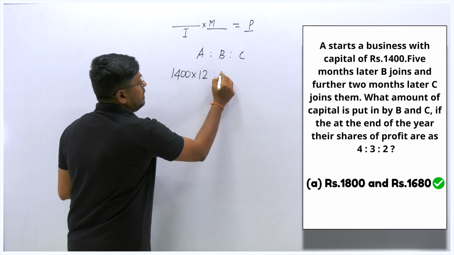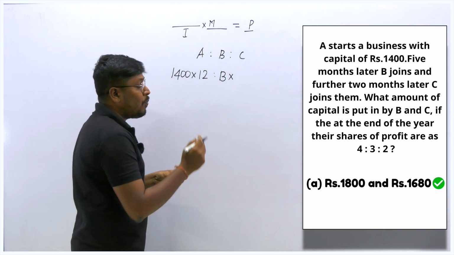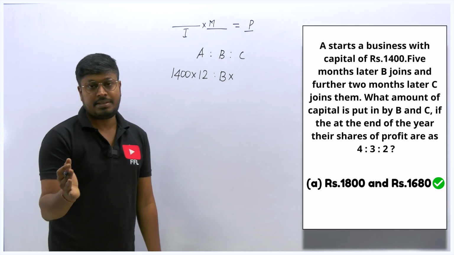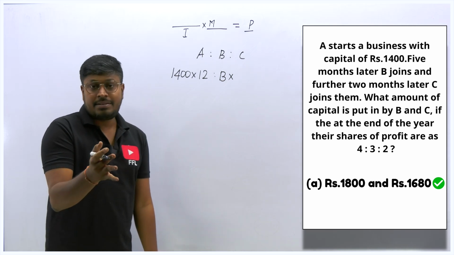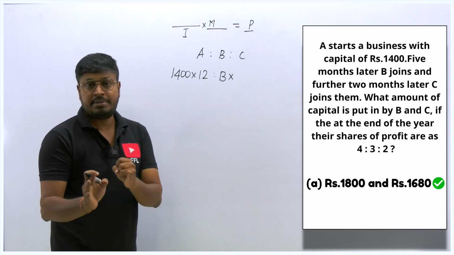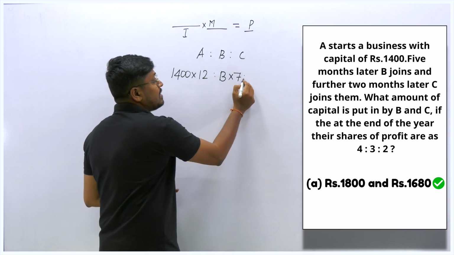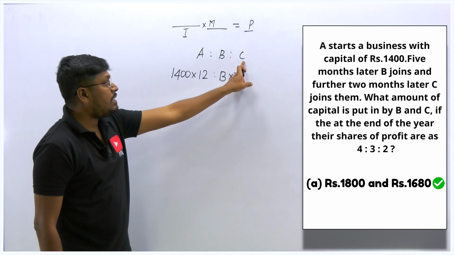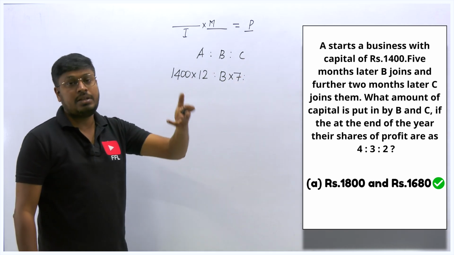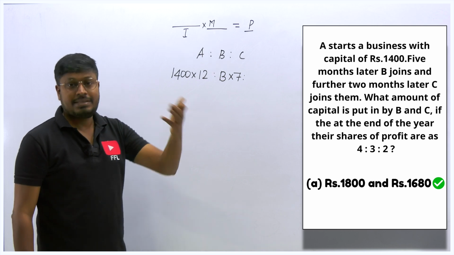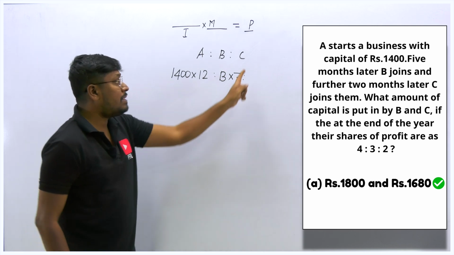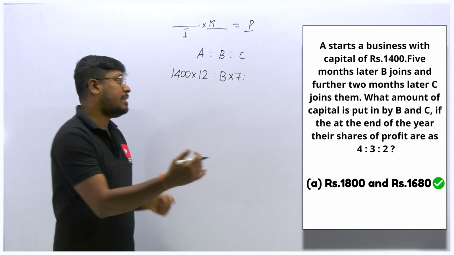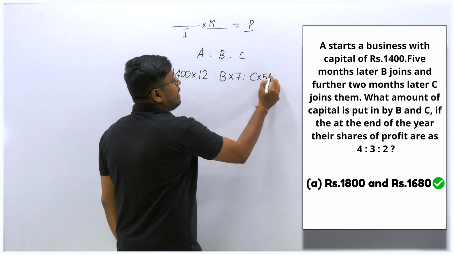The second person, B, joined the business only after 5 months. That means for the first 5 months he is not in the business. So from the 6th month he will be in the business, so totally he will be in the business for 7 months, right? And then C. C is joining only after a further 2 months, so 5 plus 2 is 7. For the first 7 months the person C is not in the business. Only after the 7th month he joins, which means he will be in the business for the remaining 5 months.